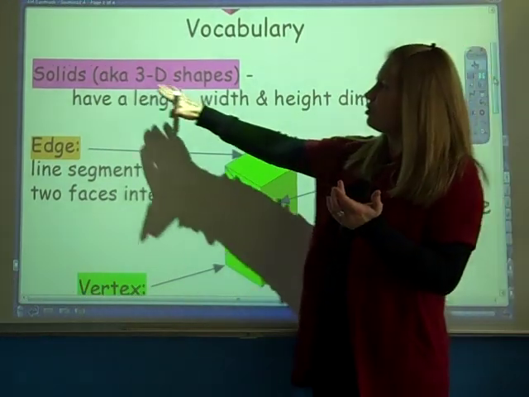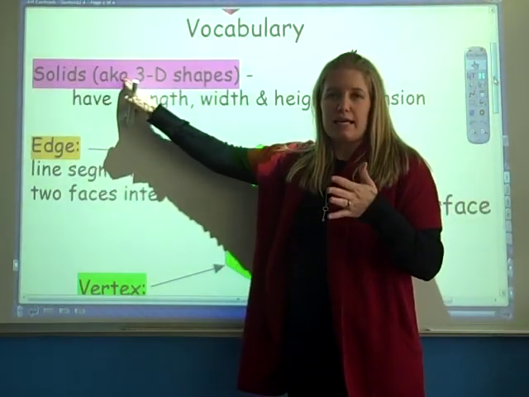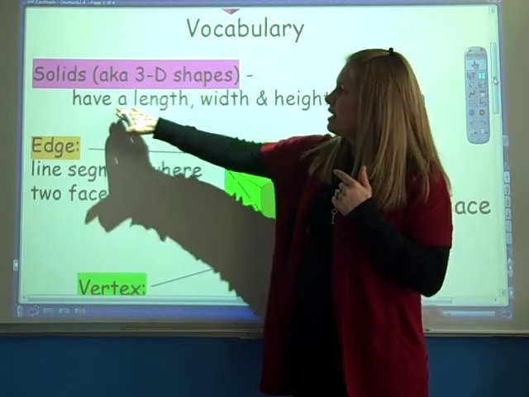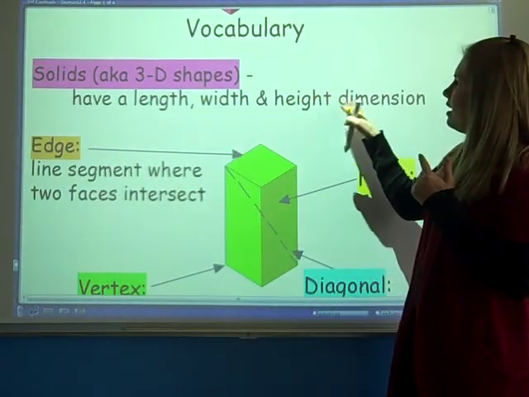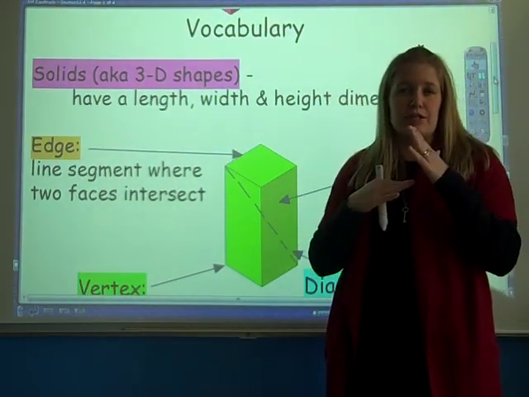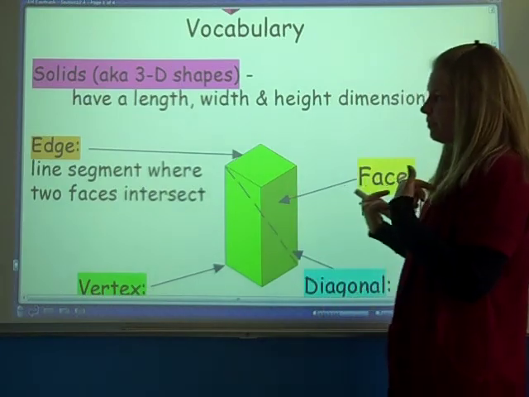Solids, also known as three-dimensional shapes, have a length, a width, and a height dimension. So we have three dimensions now. That's why we call them three-dimensional.